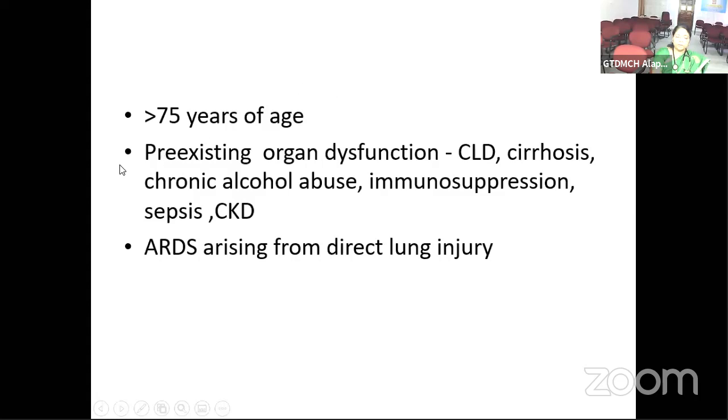The poor prognostic indicators are age above 75 years, pre-existing organ dysfunction like chronic liver disease, cirrhosis, chronic alcohol abuse, immunosuppression, sepsis, CKD. All these things are poor prognostic indicators, and ARDS arising from direct lung injury.